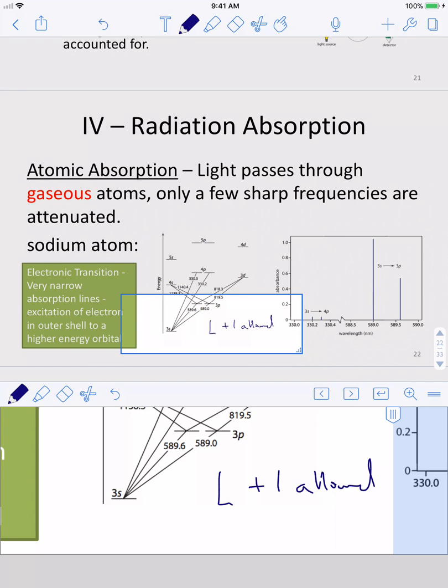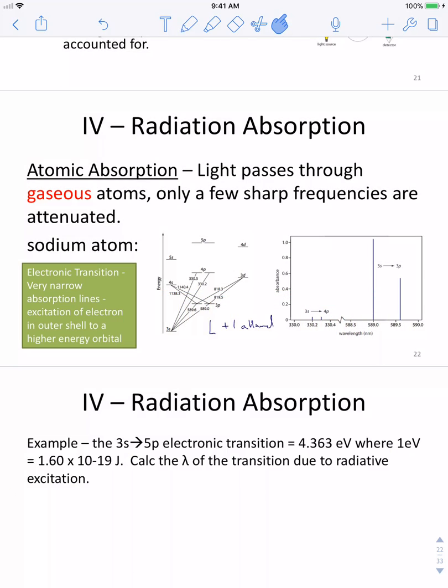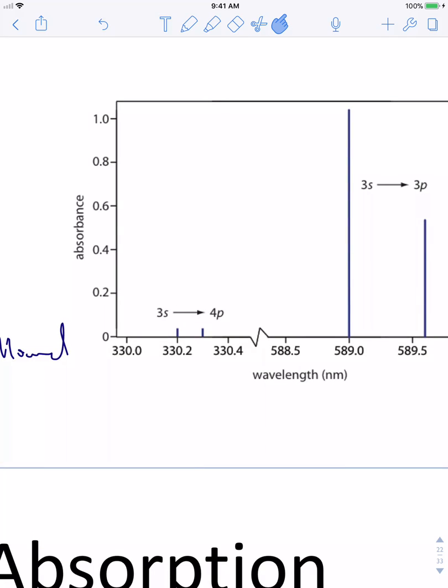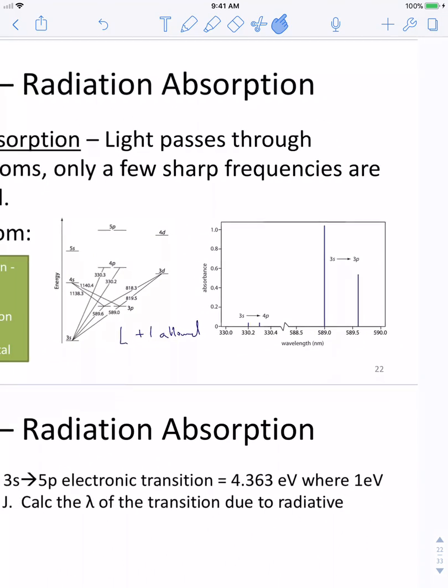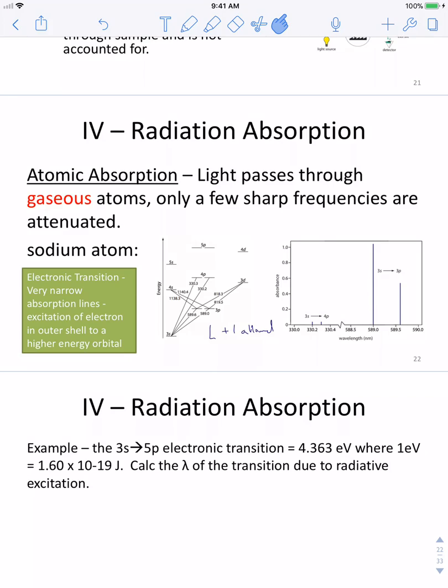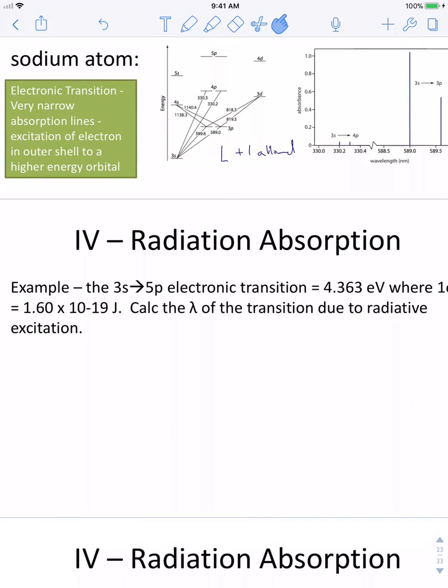And so you look here on this energy scale to the right, and what we see is that we have the 3s to 4p transition here at lower wavelengths, higher energies, and we have more that are going from 3s to 3p here at higher wavelengths or lower energies. But you see they come out as discrete bands of atomic absorption lines. All right, so let's do one more example, and this is where we're going to stop on this recording. It's long enough already.